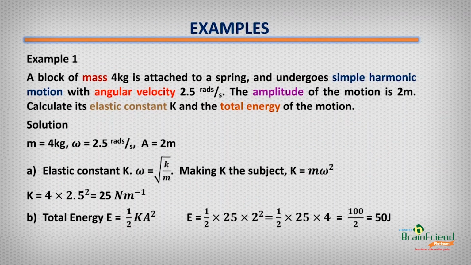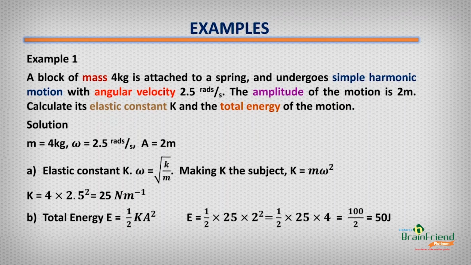Example 1. A block of mass 4 kg is attached to a spring and undergoes simple harmonic motion with angular velocity of 2.5 radians per second. The amplitude of the motion is 2 meters. Calculate its elastic constant K and the total energy of the motion.